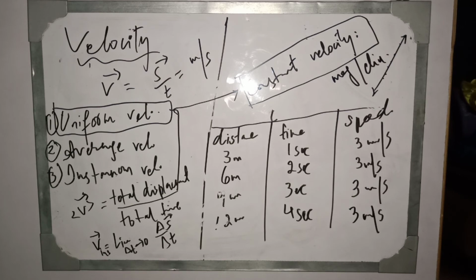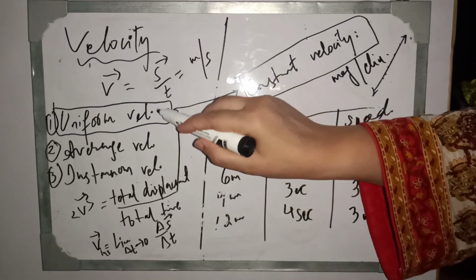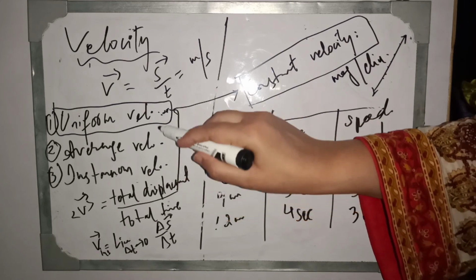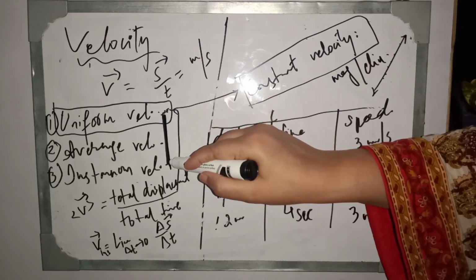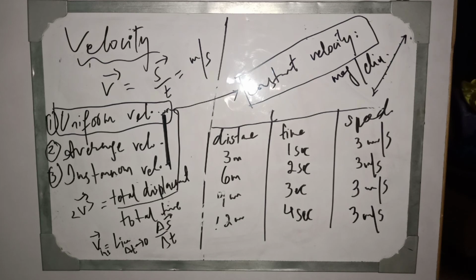At uniform velocity, the average and instantaneous velocity become equal. If the body is moving with uniform velocity, then its uniform velocity is equal to average velocity, and average velocity is equal to instantaneous velocity. It will have all these three values equal to each other only for a body moving with uniform velocity.